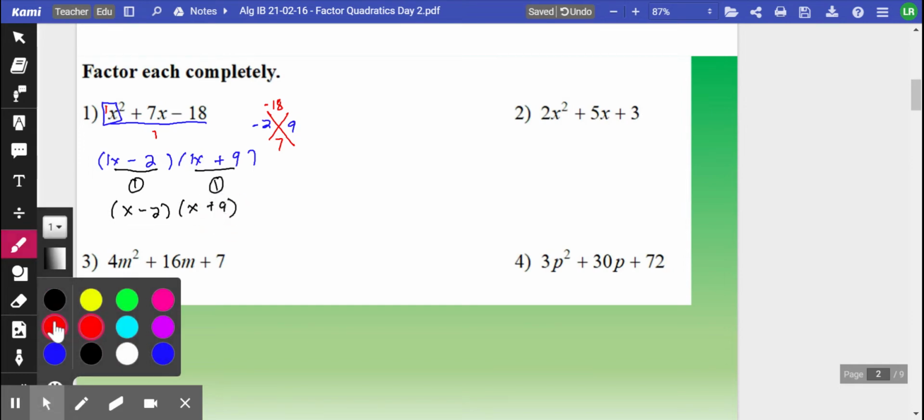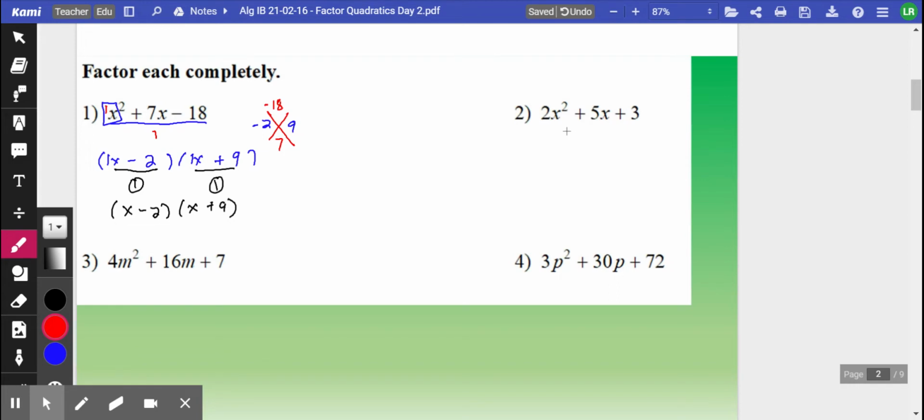All right, the second one. Check it. 2, 3, and 5. 2 is the smallest one. Only thing I can divide out is 1. So 1, it's done. Magic numbers. Remember, it's A times C that goes on top. So 2 times 3 is 6. And it adds up to 5. And my 2 magic numbers are 2 and 3. 2 times 3 is 6. 2 plus 3 is 5.